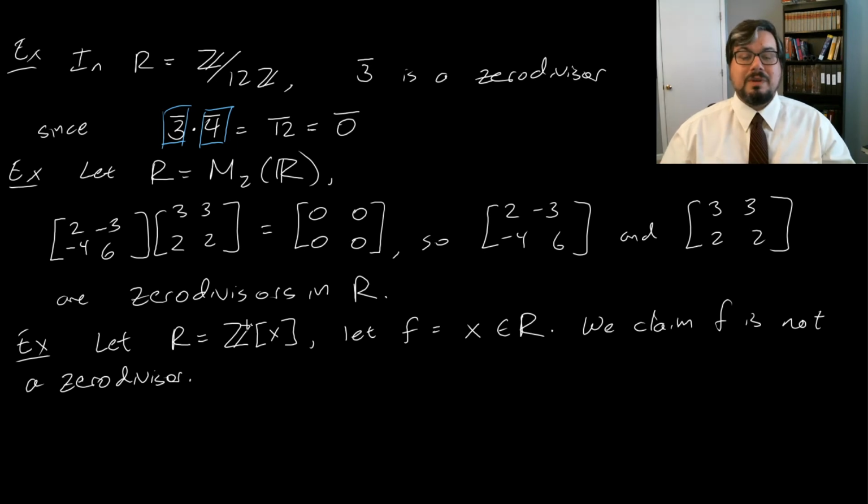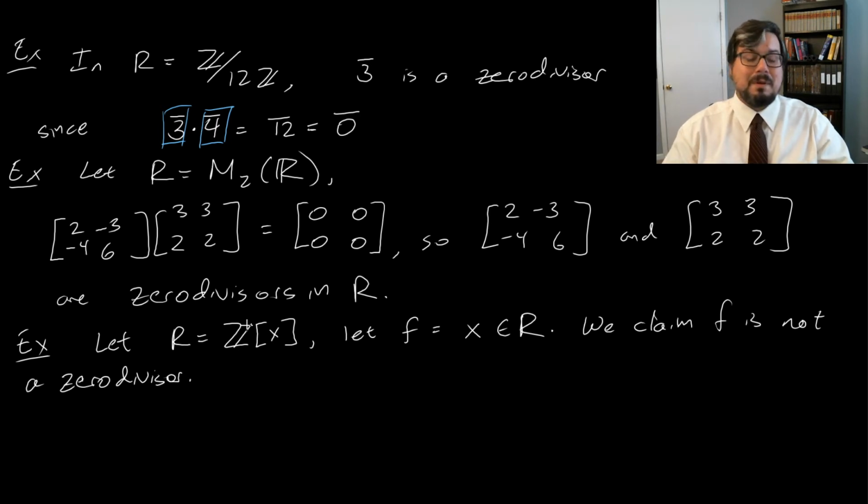If we want to show that 3 bar is a zero divisor, or that one of the matrices that we had before is a zero divisor, all we need to do is find one other non-zero element in the ring that you can multiply it by to get 0. However, when you want to show that an element is not a zero divisor, as in this third example, we need to show that no matter what non-zero element we multiply by F, we're not going to get the 0 element back.